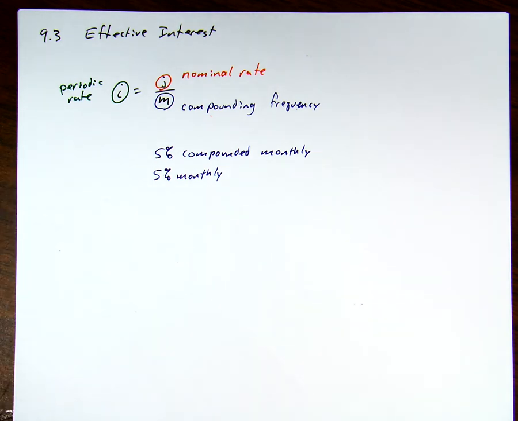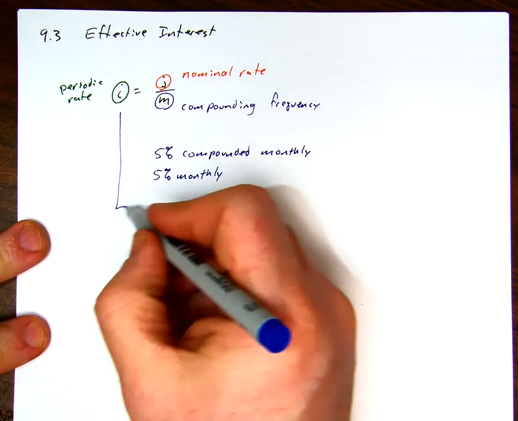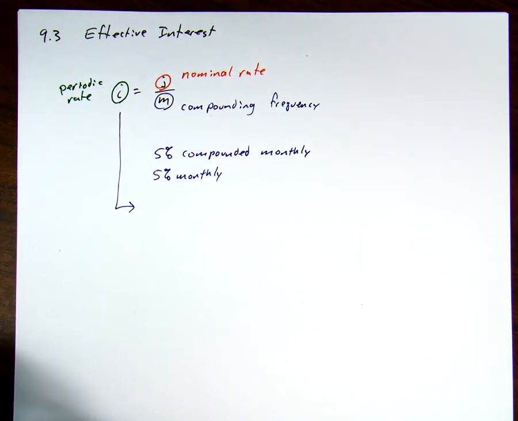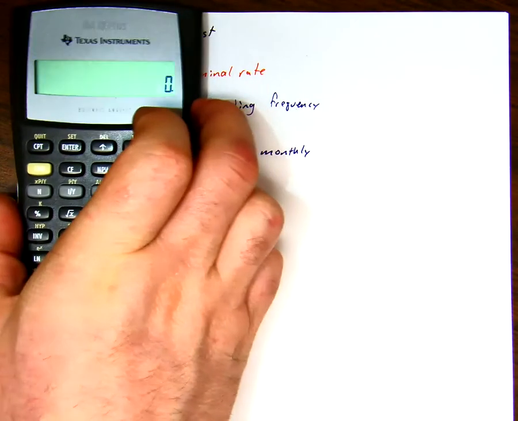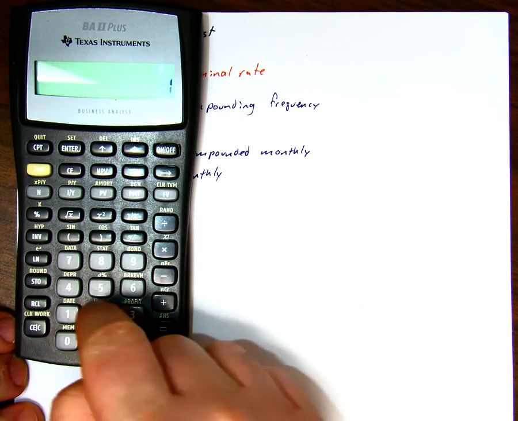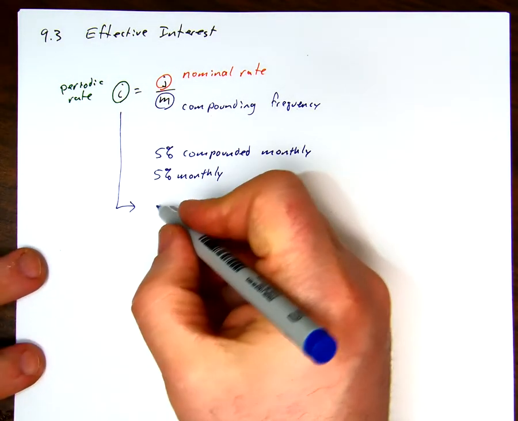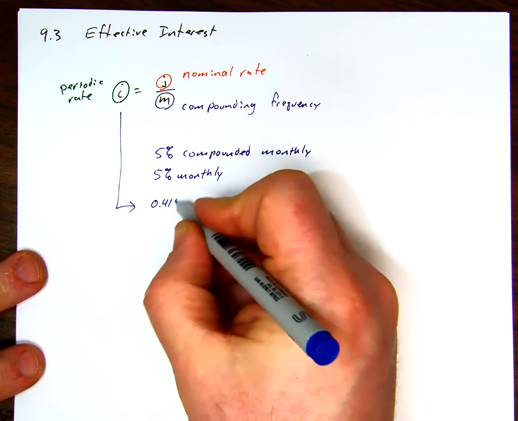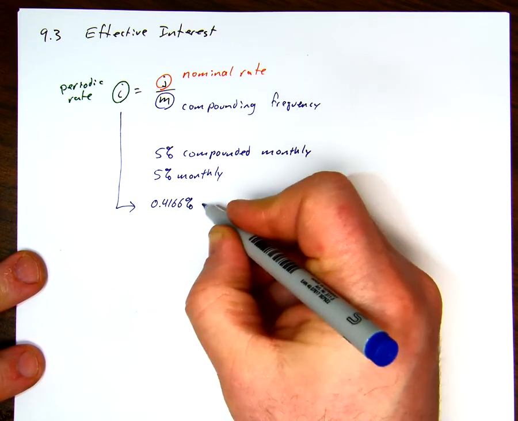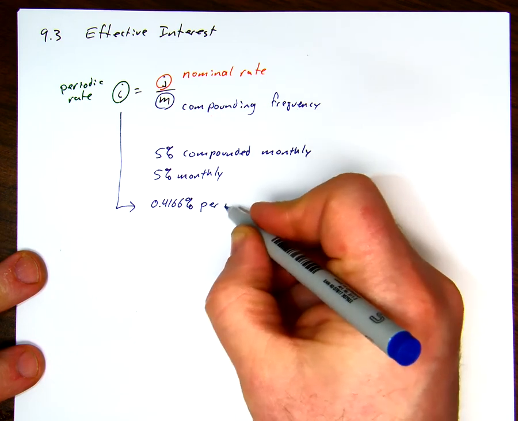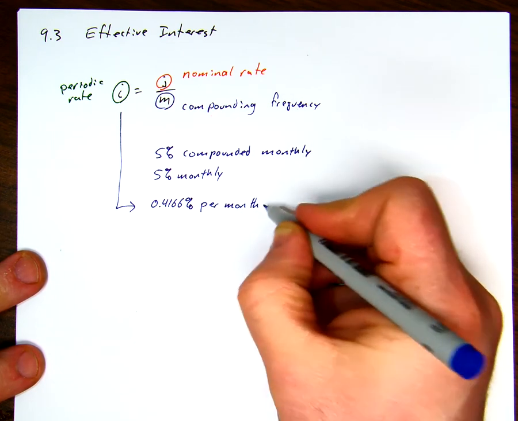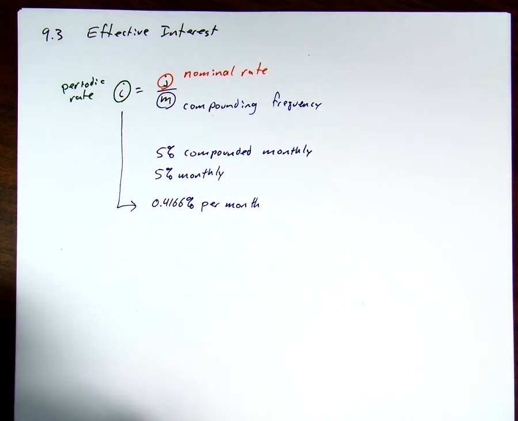So if we did this, this would be 5% divided by 12. Do a little calculation. 5 divided by 12, 0.4166. This would be 0.4166% per month. On a month-by-month basis, we're getting 0.4166%, which is the same as that 5% monthly.